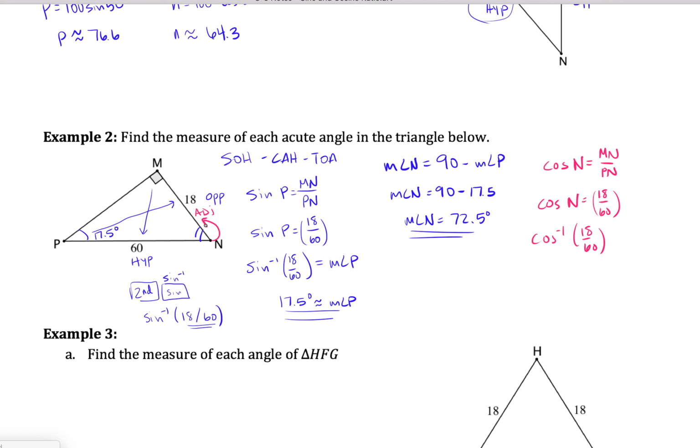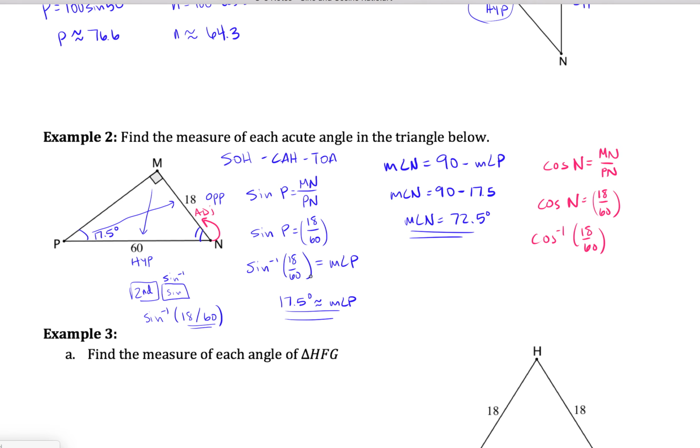So with these problems, you do have a little bit of a choice about how you're going to start the problem, whether you're going to use a sine ratio or a cosine ratio, or maybe sometimes a tangent ratio. It just depends on what angle you're trying to find and what parts of the triangle you know from the perspective of that angle that you're trying to find.